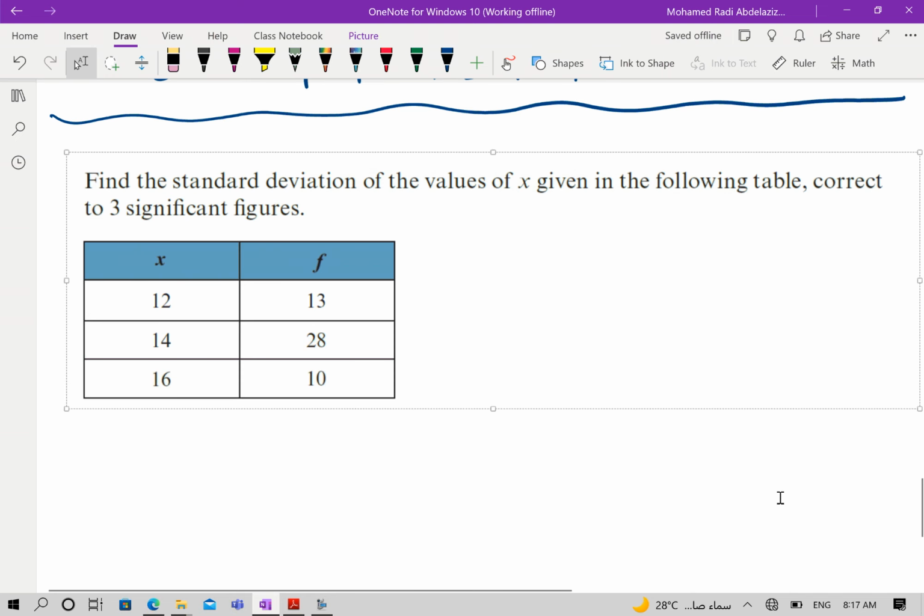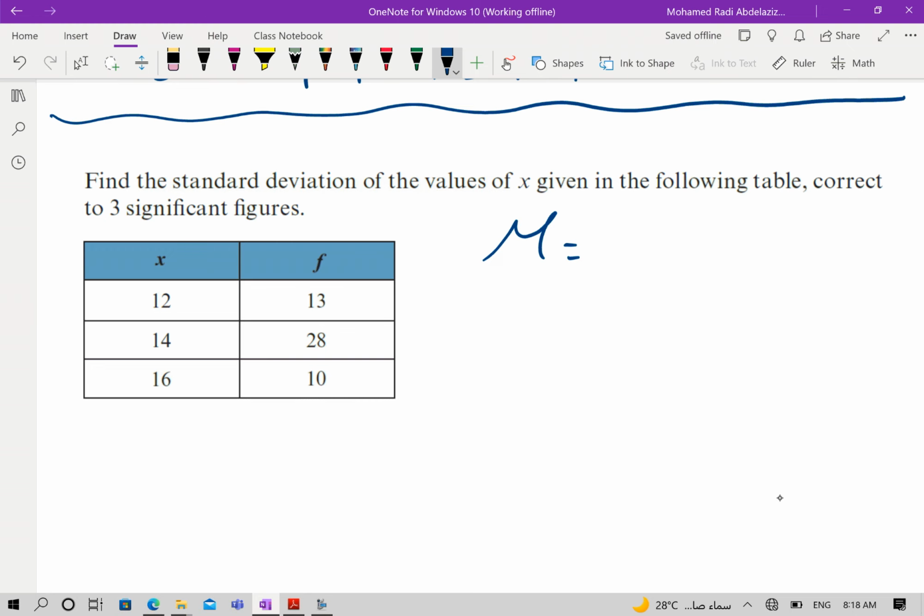How to find the standard deviation of values of x given the following table, corrected to 3 significant figures. Explain again how to calculate mu from a simple frequency table. Do you remember the form of mu? You can apply 12 times 3, 14 times 28. The formula is sum of x times f divided by sum of f.